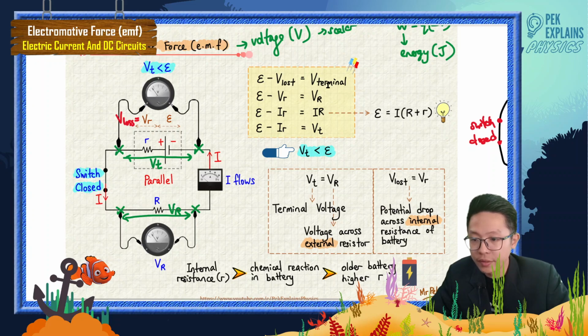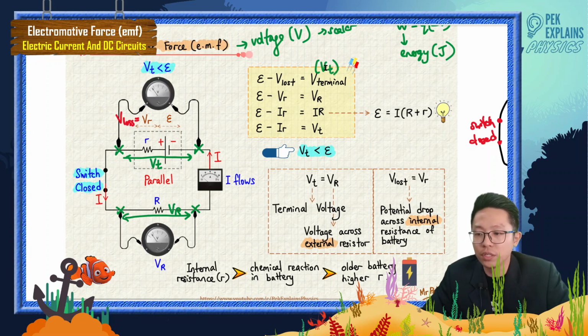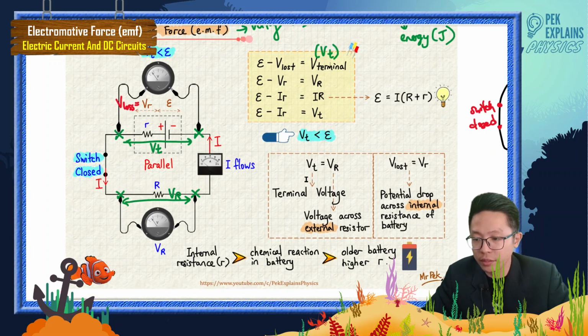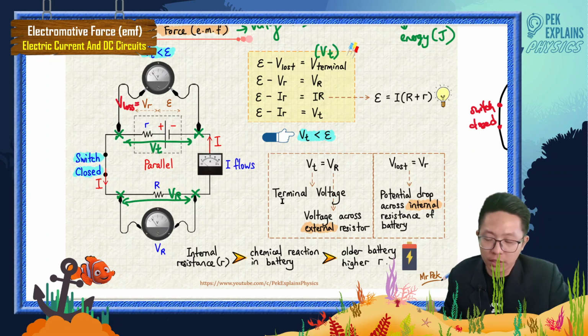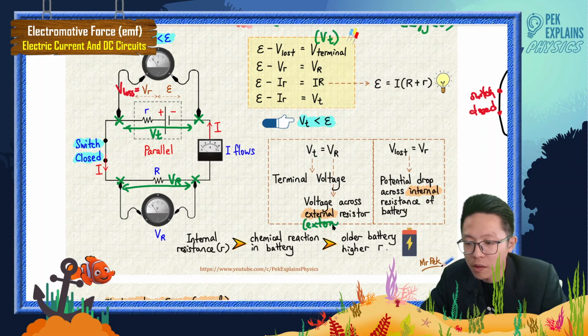Do you see that? This is the VT. So this VT must equal VR. You see, I already wrote it here. This VT must equal VR because they are parallel to each other. So VT is the terminal voltage, and VR is the voltage across the external resistor. We can also say this is the voltage across the external circuit. We don't say resistor, we say the external circuit.